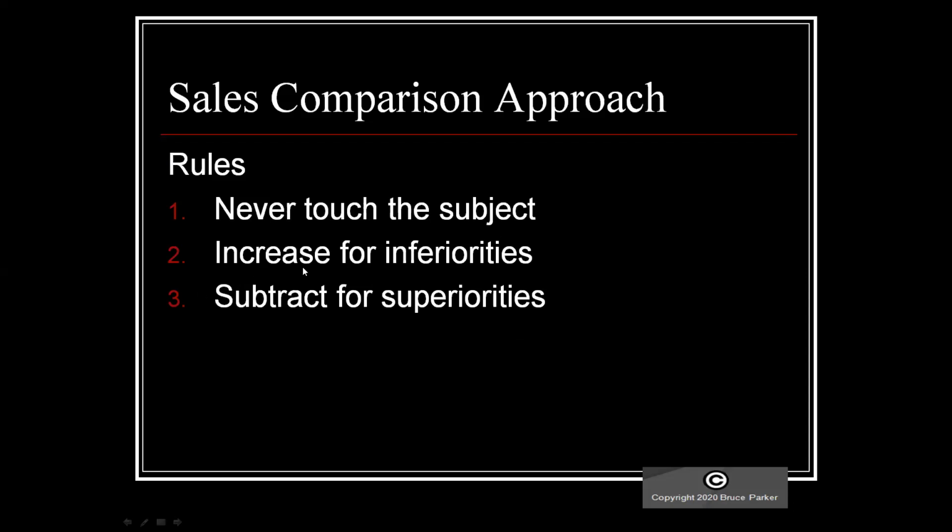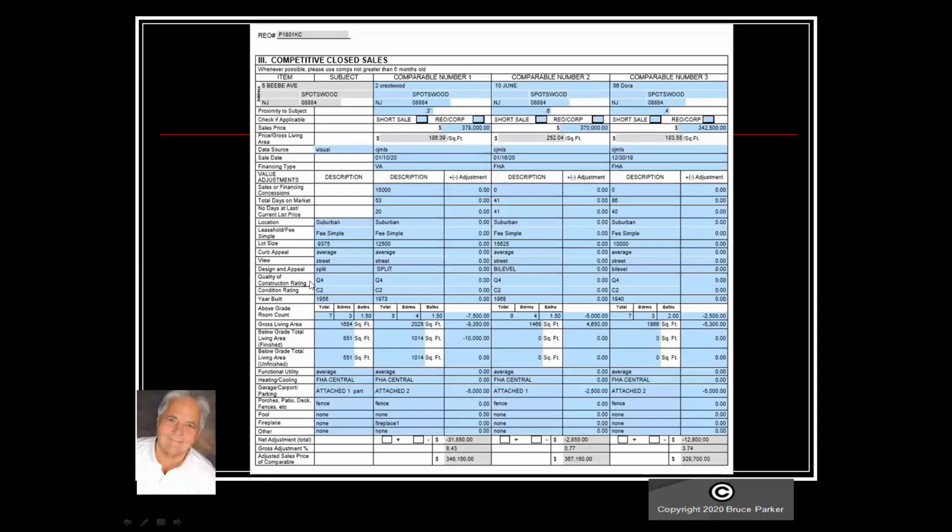Rule number 2 is increase for inferiorities, I for I. And then rule number 3 is subtract for superiorities, S for S. So we are going to have to make adjustments to the comparables in order to make them similar to the subject. But we don't touch the subject. We don't make adjustments to the subject. Instead, we I for I and S for S in the sales comparison approach. So here is an example.